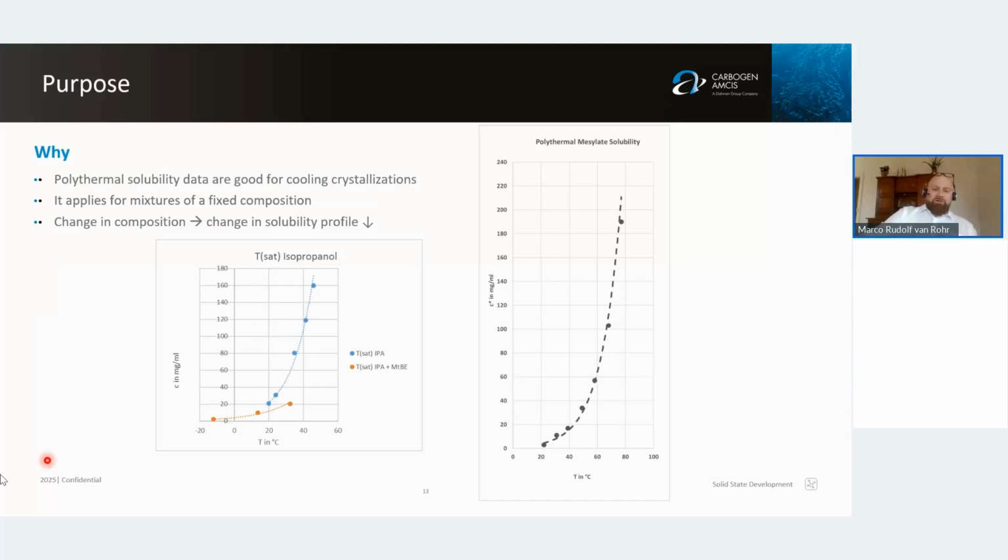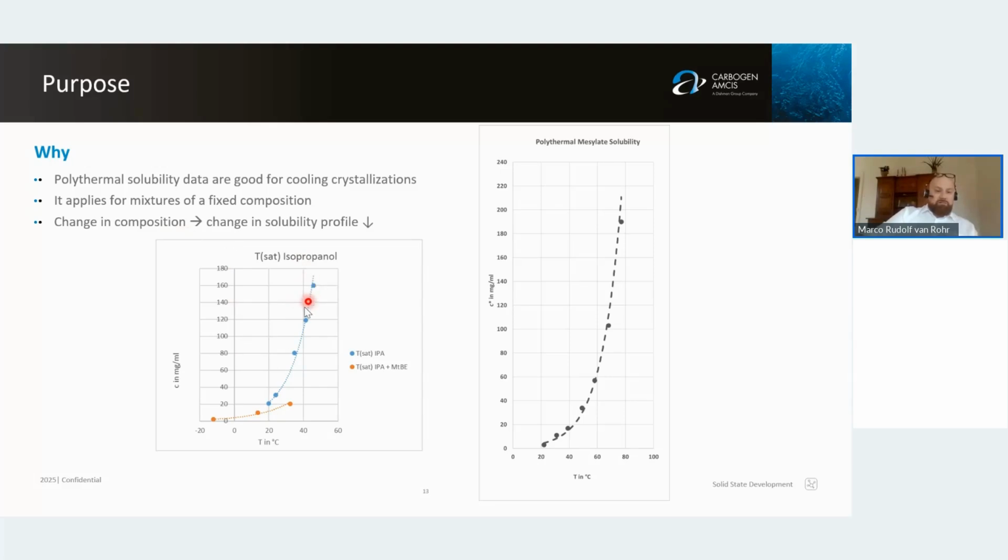As you all know, Crystal16 data, or just the classical solubility profiles, look like this. You have a certain concentration, which is a solubility, as a function of temperature, and you can plot this in an exponential fashion. It will give you an idea about how systems behave, how systems supersaturate, but it's always for a fixed composition. You all know that a change in composition can change the solubility profile dramatically.